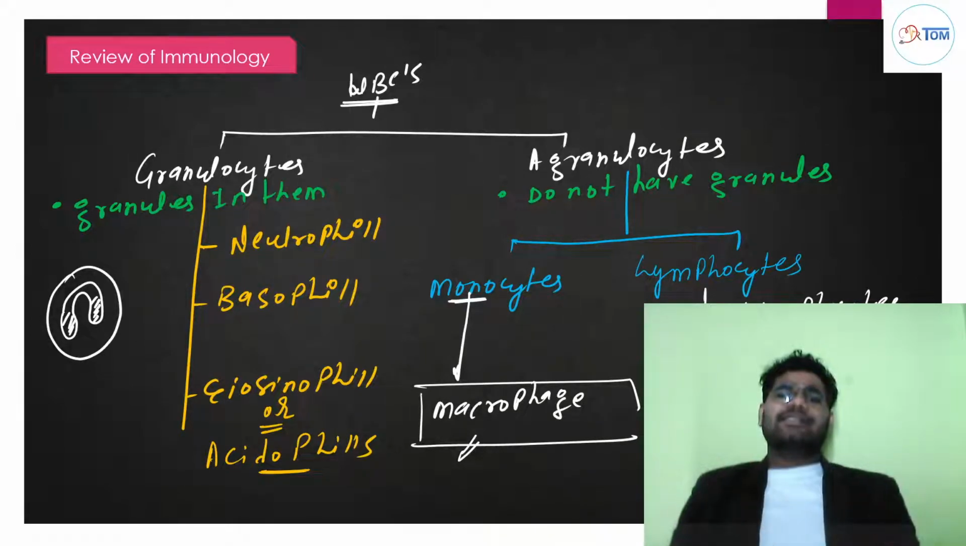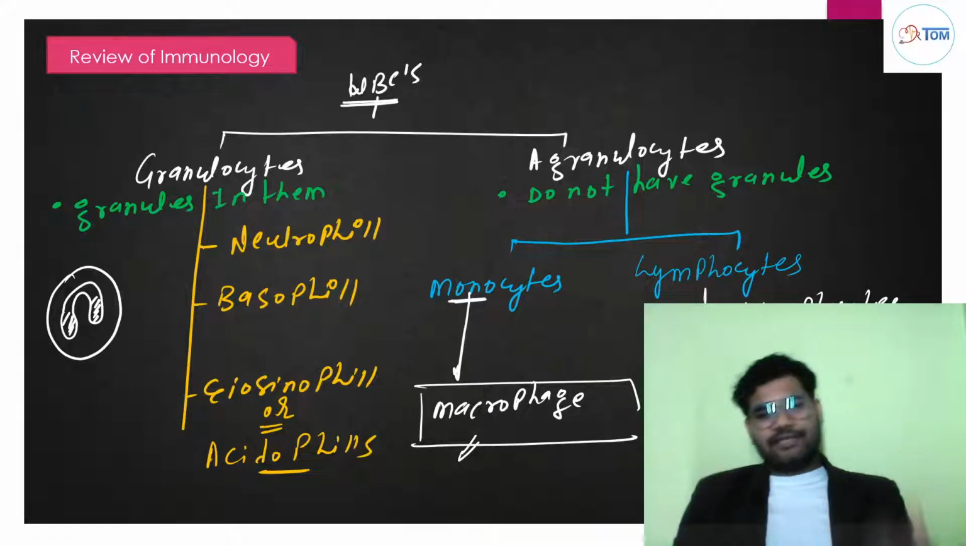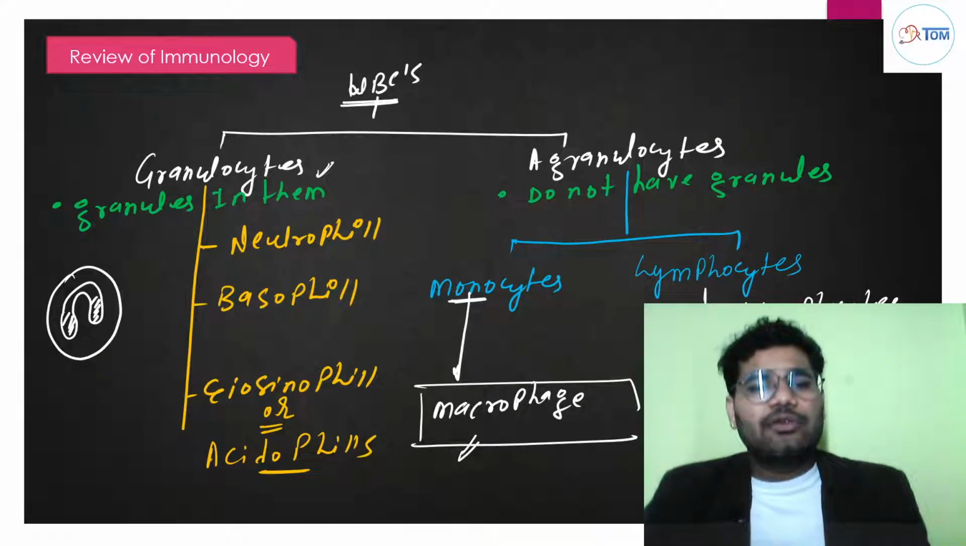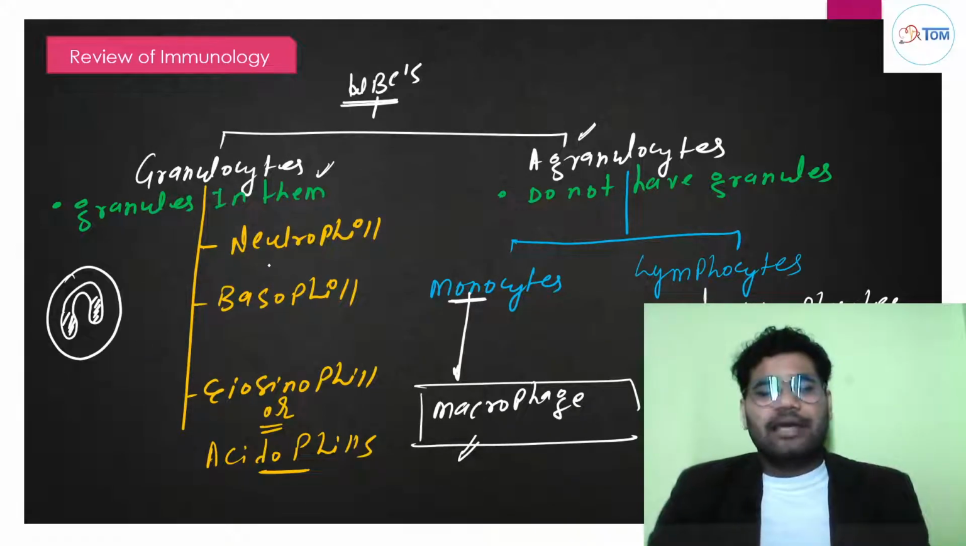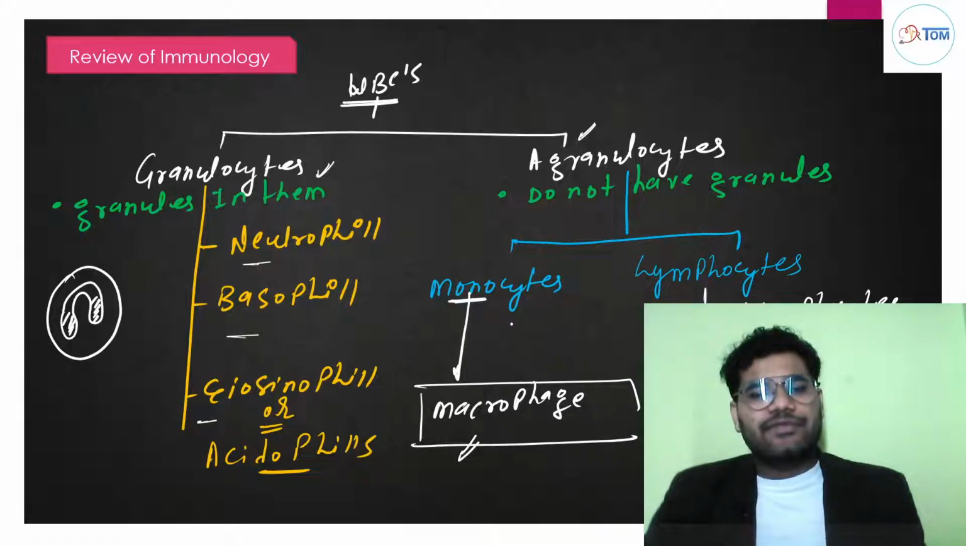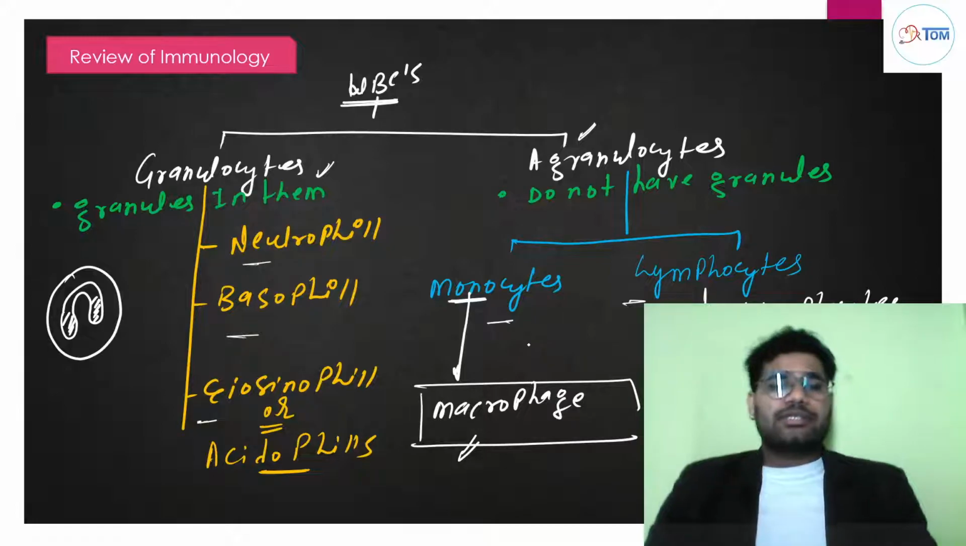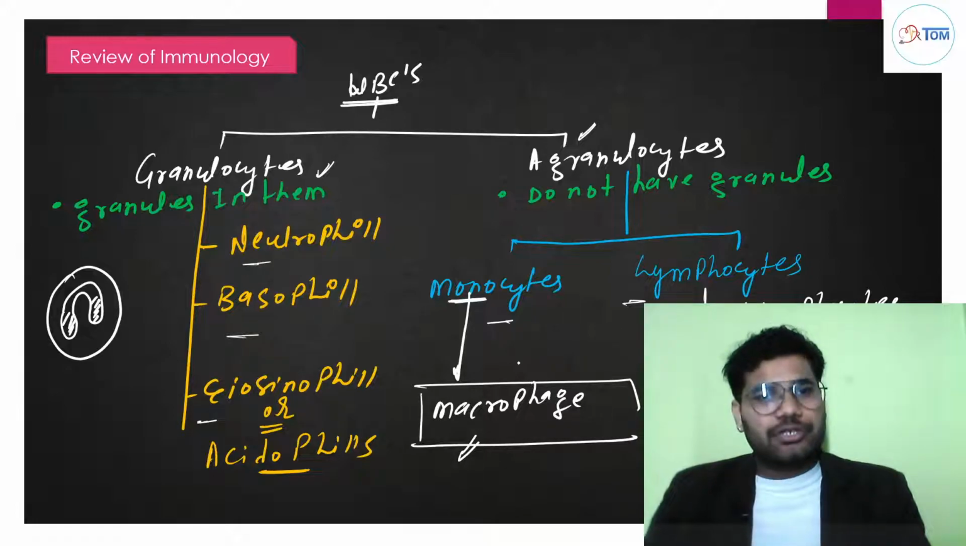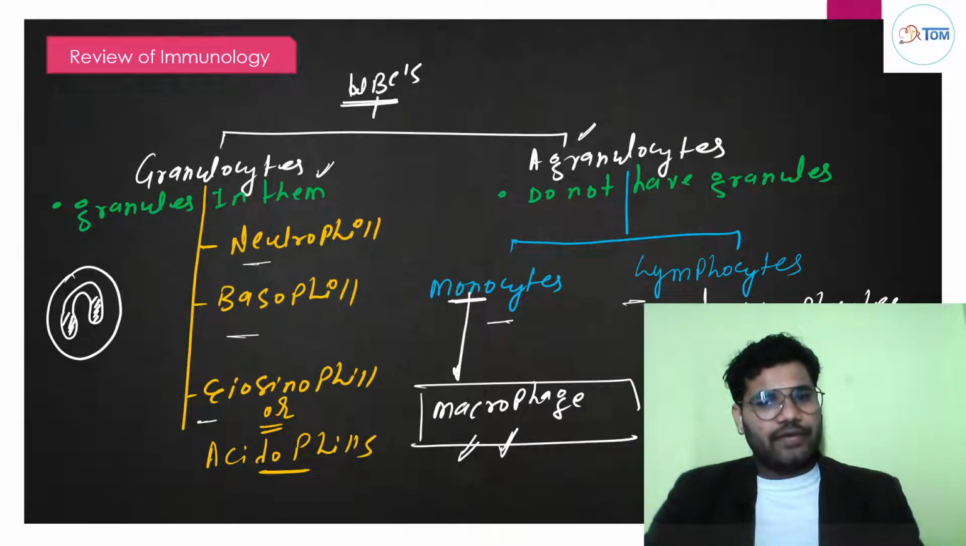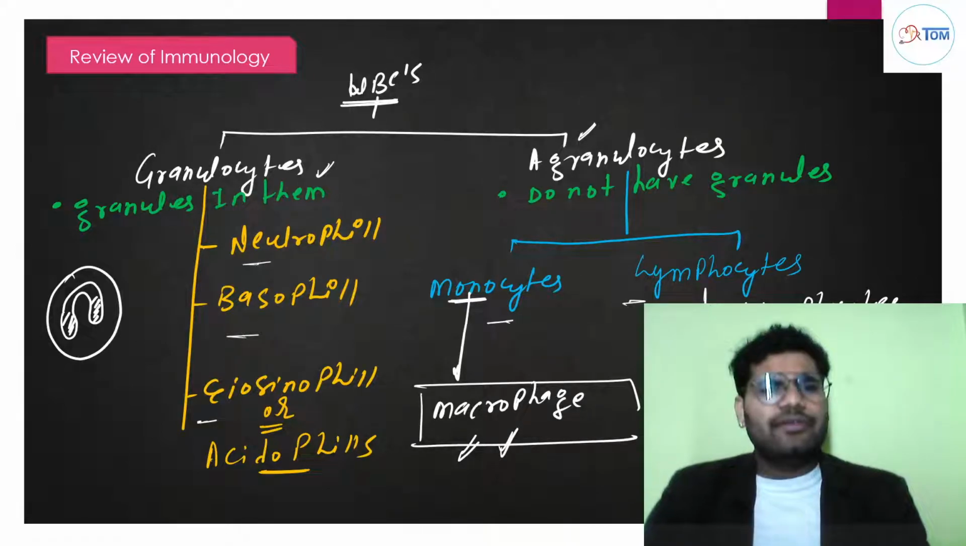That is just a classification of WBC. If we classify WBC, it can be a granulocyte, meaning it has granules, or an agranulocyte, meaning it does not have granules. In the granulocytes, we have neutrophil, basophil, and eosinophil. In the agranulocytes, we have monocytes and lymphocytes. The monocytes reside in the blood plasma, and when they ooze out from the blood and migrate to a tissue, they are called macrophages. We will talk about the lymphocytes later, so don't worry.